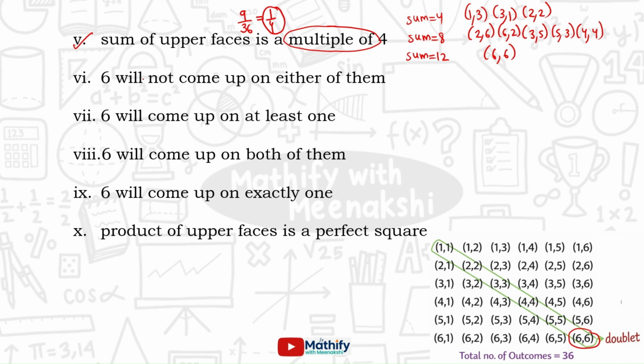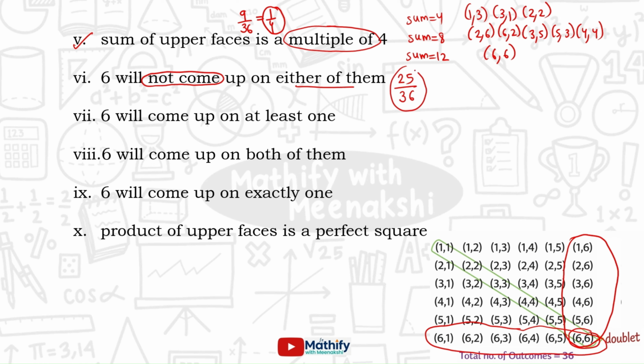Let's move to sixth part. Six will not come on either of them. So if you see carefully this line, I will show you this one and this one. Only in these we have 6, but the remaining 25, we don't have 6. So we can say 25 by 36. And this holds for all the numbers. If they write 4 will not come up on either of them, 5 will not come up on either of them, answer will be same, 25 by 36.